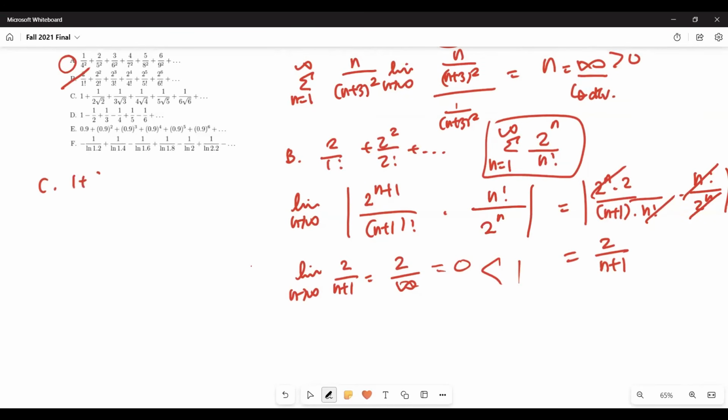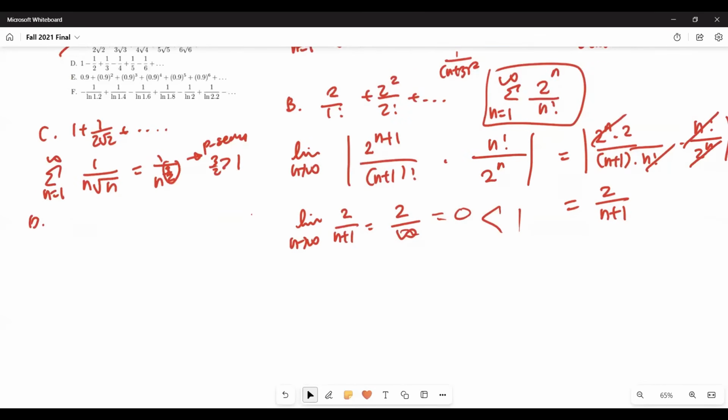Okay, 1 plus 1 over 2 square root of 2, and so on. This is the same as the sum from n equals 1 to infinity of 1 over n square root of n. So this is the same as 1 over n to the 3 over 2. So by the p-series test, the 3 over 2 is greater than 1, so this is converging.